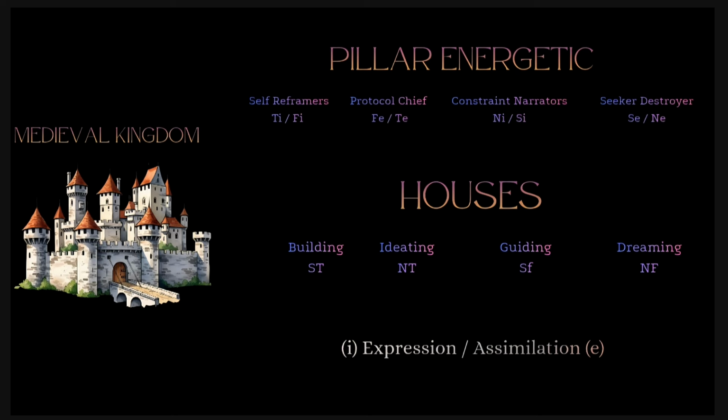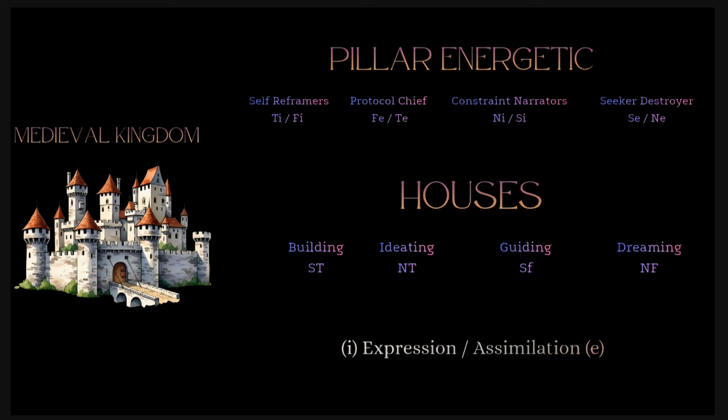So first off, there are four pillar energetic types, four categories. The introverted rational types are called self-reframers. They either lead with detached TI or attached FI. Extroverted rational types are called protocol chiefs. They either lead with attached FE or detached TE.